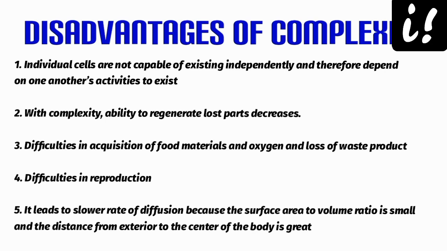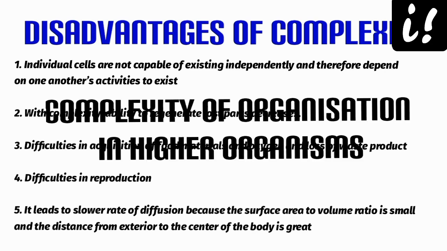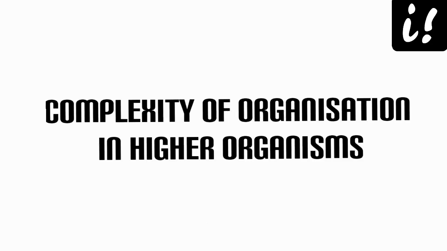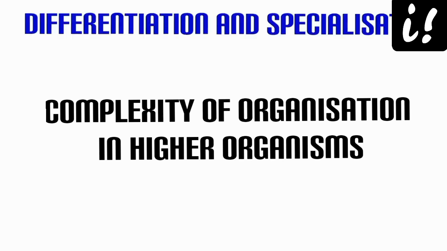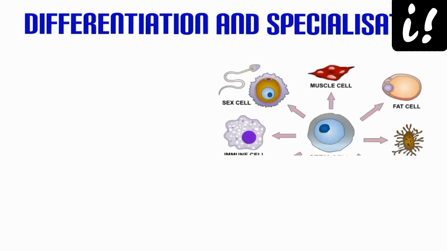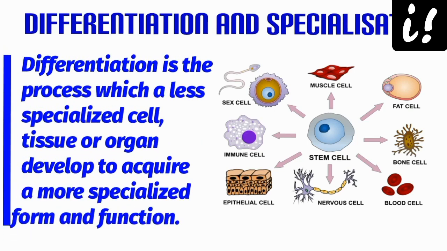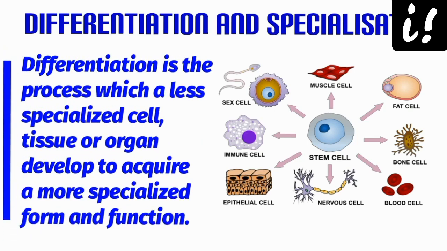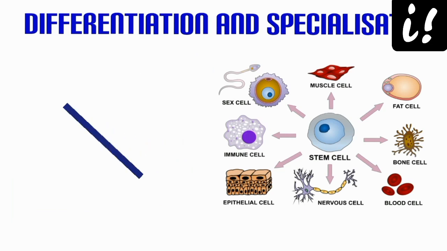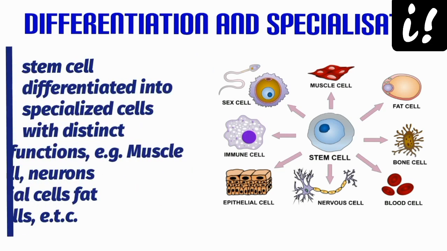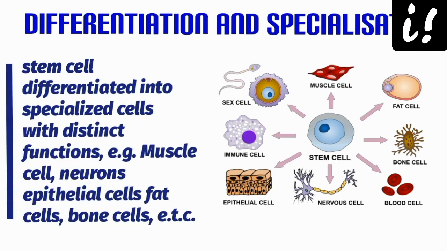Now, as organisms become more complex, cells, tissues, and organs become differentiated and specialized. Differentiation is a process whereby a less specialized cell, tissue, or organ develops to acquire a more specialized form and function. For example, the stem cell develops into sex cell, fat cell, bone cells, nerve cell, and others.